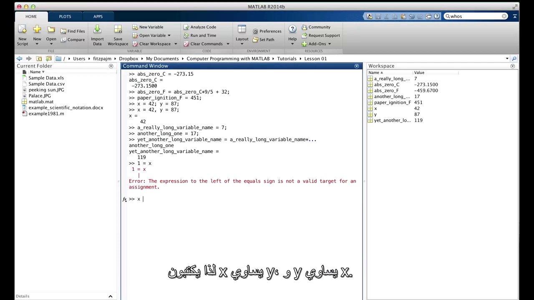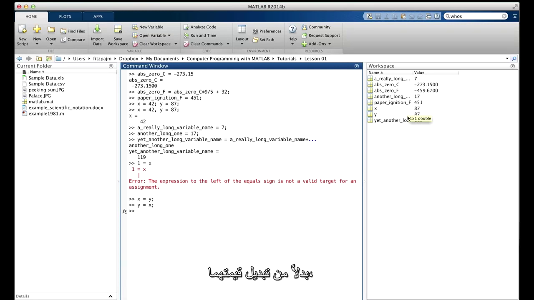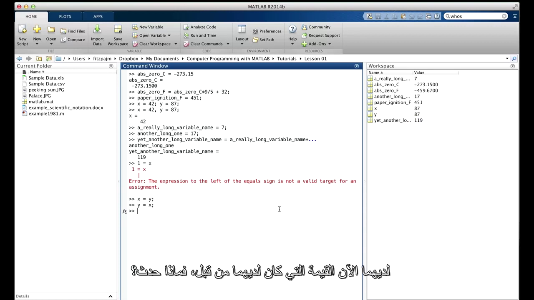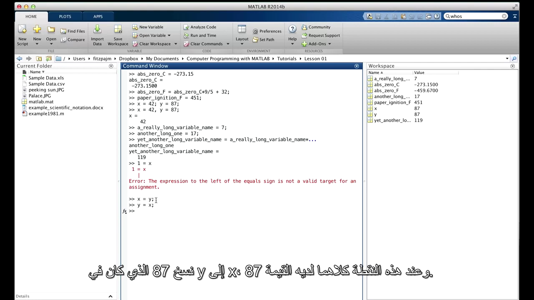So I type x equals y and y equals x. You see what went wrong here? Let's look up here and see that something did go wrong. They're both equal 87. Instead of having their values swapped, they both now have the value that y had before. So what happened? Well, the first statement, this one here, copied the 87 that was in y into x. And at this point, they both have the value 87.